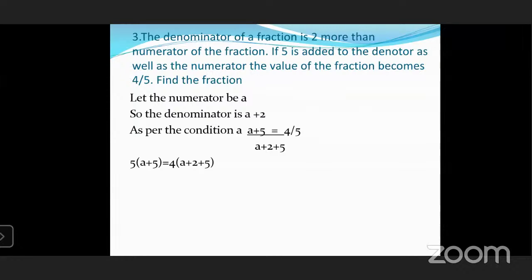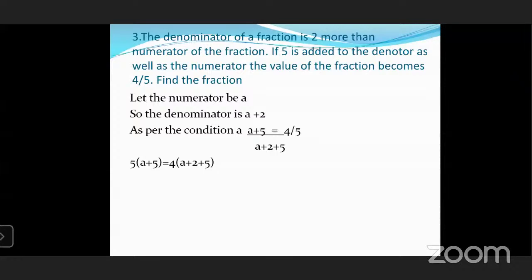Now let the numerator be a, denominator is a plus 2. Second condition, 5 is added to both numerator and denominator. Fraction क्या है? Numerator a, denominator a plus 2. Right? दोनों में 5 add करना है, numerator में 5 add करना है, denominator में भी 5 add करना है. So a plus 5, a plus 2 plus 5. And the value of the fraction is 4 upon 5. See how we have broken it up.